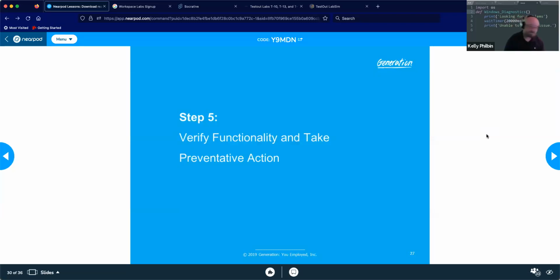All right, so that's step 5. And then lastly, can anybody think about what we have to do last? So we tested it, we've solved the problem, we verified it. The customer thinks we're awesome. What do we do next? Ensure that they're satisfied. Make sure they're satisfied. Well, that's what we're doing right here, right? Verify functionality, take preventative action.